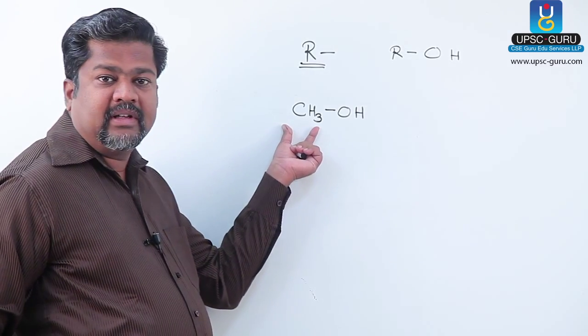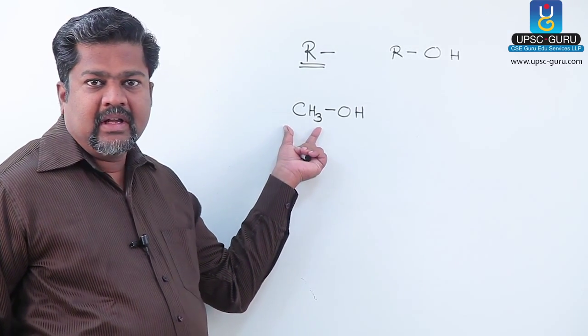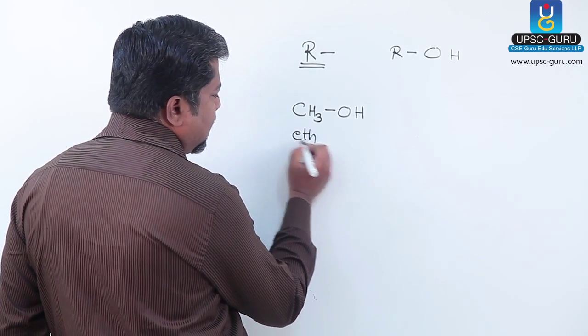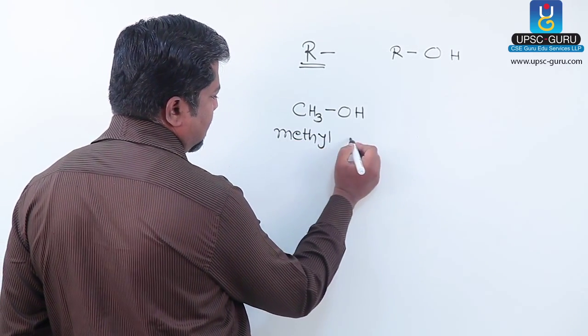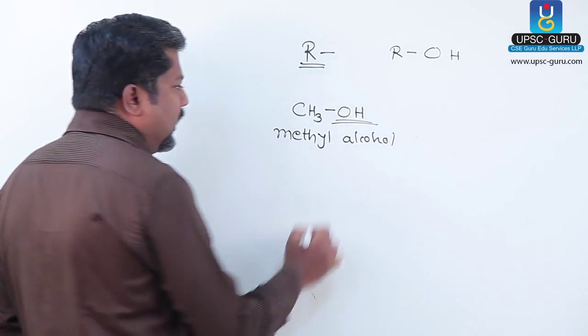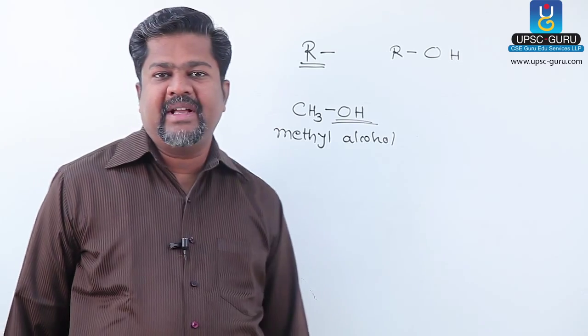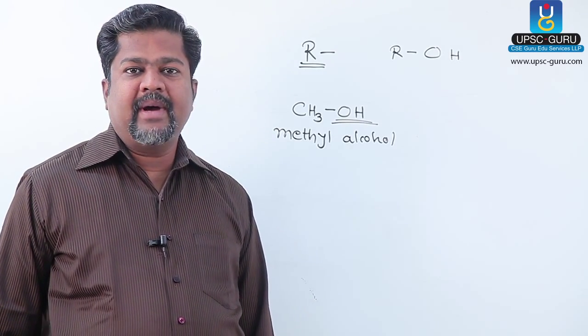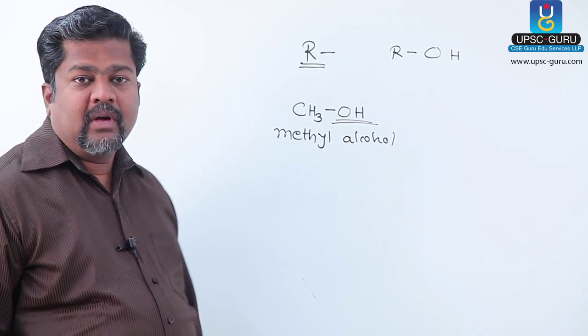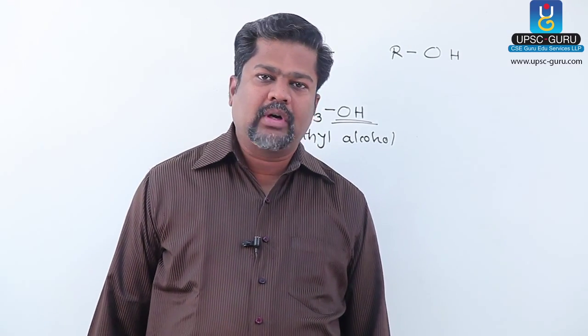You are aware this group is called methyl, and this is called alcohol. So I should write this as methyl alcohol. Don't consider that the OH group is acidic, basic or neutral. Keep in mind, it depends upon the substance attached to the OH group. Alcohols are neutral in nature.